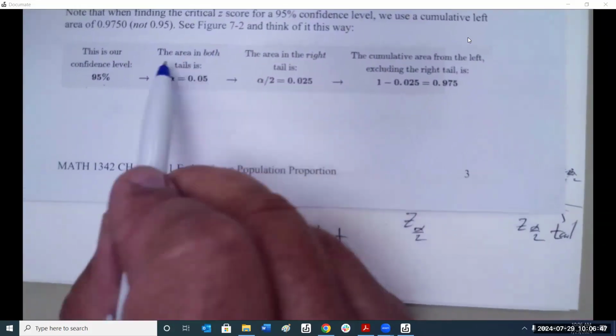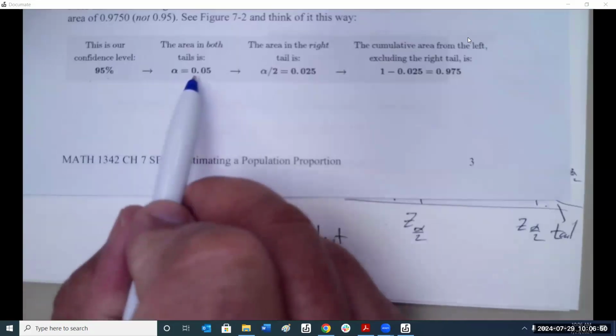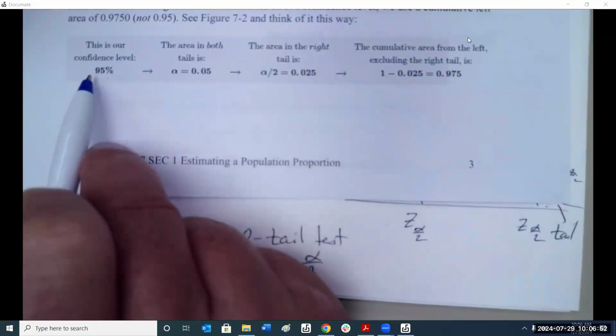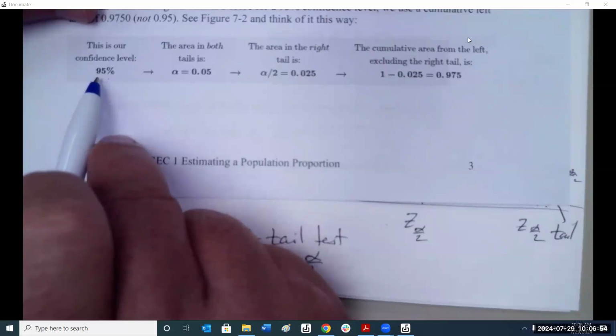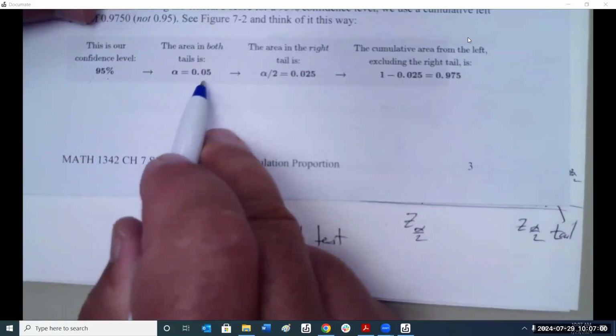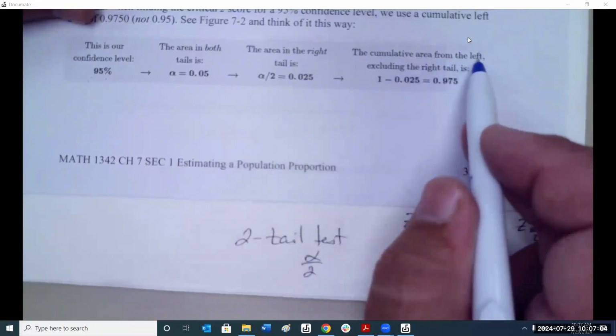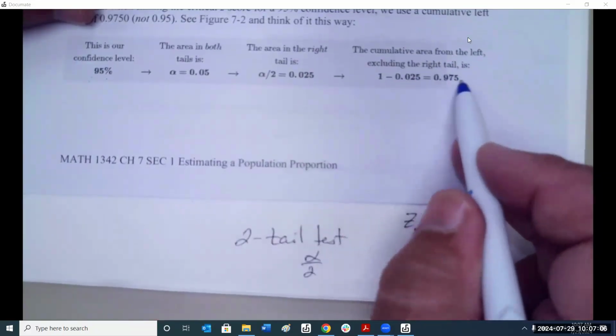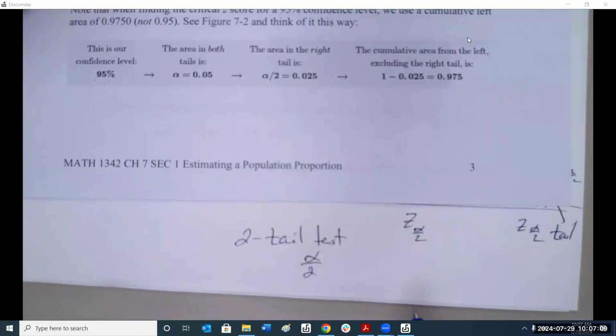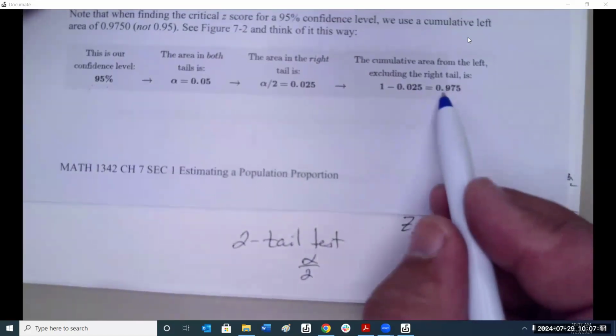So what that says is the area of both sides, our confidence level is 95. Remember, it's 1 minus alpha. This is our alpha value. 1 minus alpha gives us 0.05. Divide that by 2. Half of 0.05 is 0.025. And then the cumulative area is your 97.5. So what does this really tell us?